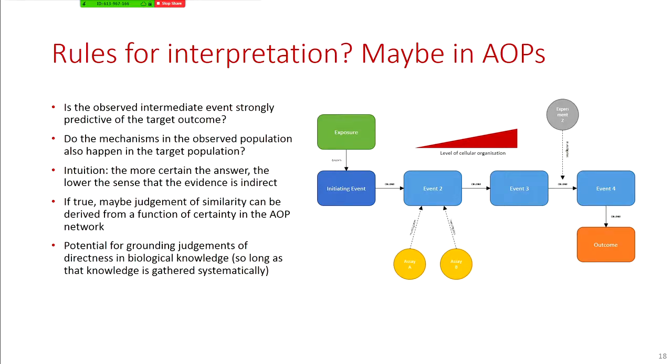If that's true, then maybe a judgment of similarity or directness can be derived from a function of certainty in an AOP network, and that gives us potential for grounding judgments of directness in existing biological knowledge, so long as that knowledge is gathered systematically. Because it's no good saying that we're going to ground our judgments of AOPs for the purpose of doing grounded systematic analysis if the AOPs themselves haven't been developed systematically in a grounded fashion.